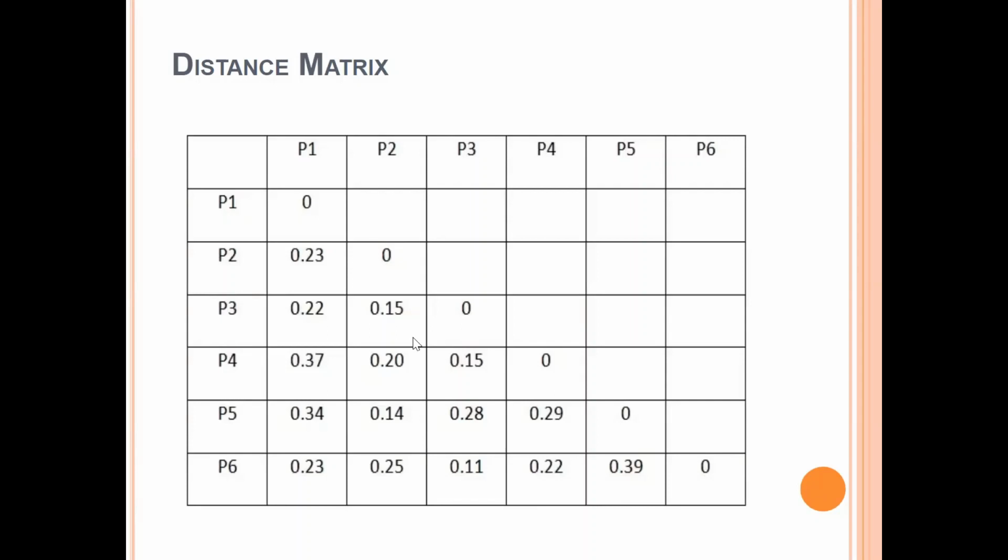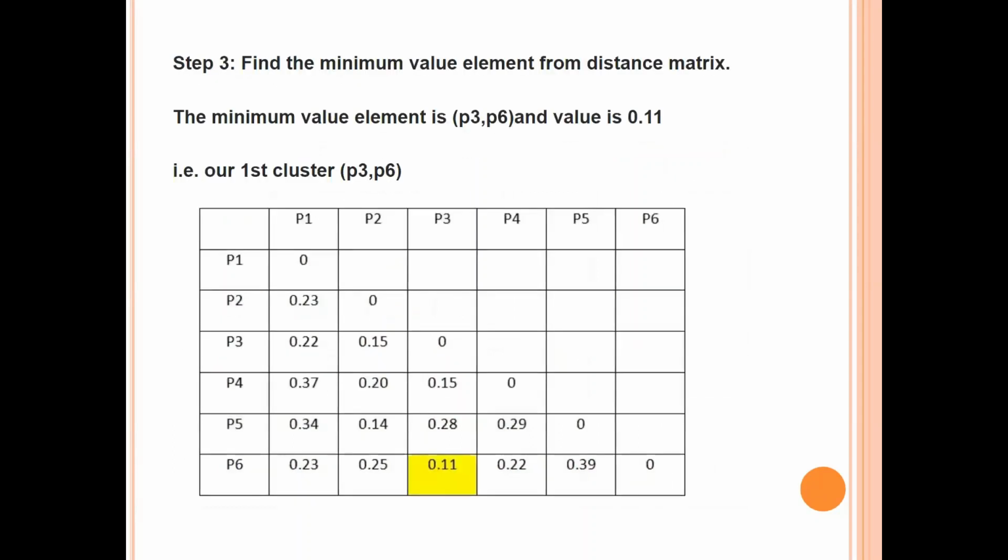As we are going to use single linkage, for single linkage we need the minimum distance among the data points. You can see that the minimum value lies here between P3 and P6, which is 0.11. Okay, so our first cluster would be P3 and P6. I'm repeating once again, single linkage uses the minimum distance among the data points. Here the minimum distance is 0.11 between P3 and P6, so our first cluster is P3 P6.